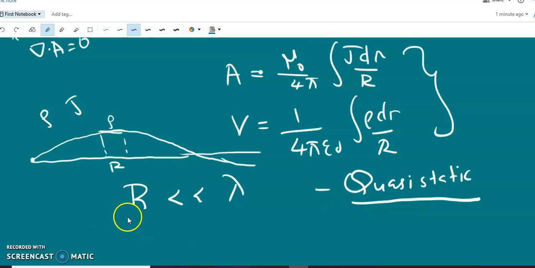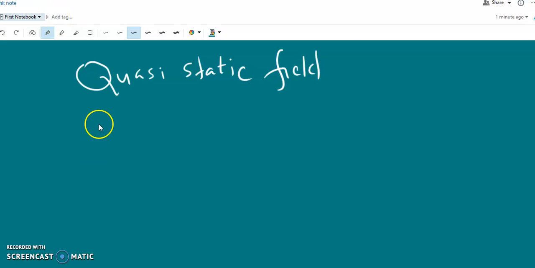But if the frequency is very high, the wavelength is very small and R will not be less than lambda, and we cannot use those equations to get the scalar and vector potential. So these equations can be used only for static or quasi-static cases. The quasi-static field approximation is true only for the low frequency case. If the source frequency is high, we cannot use this approximation, and we cannot use the Poisson equation also.